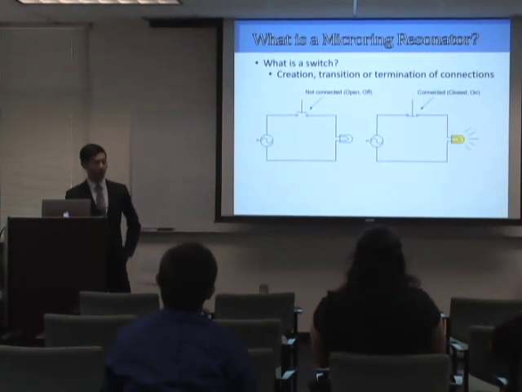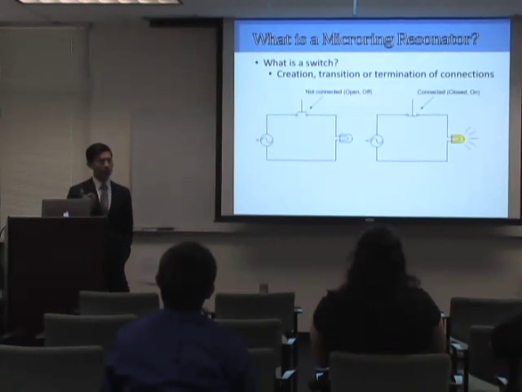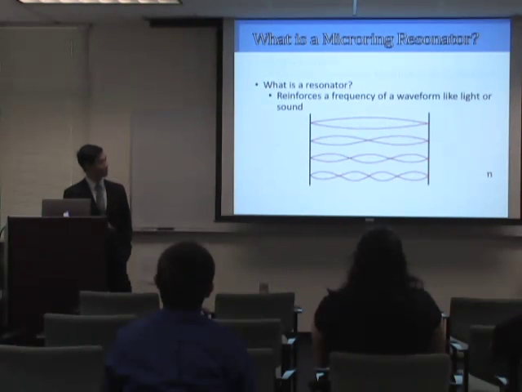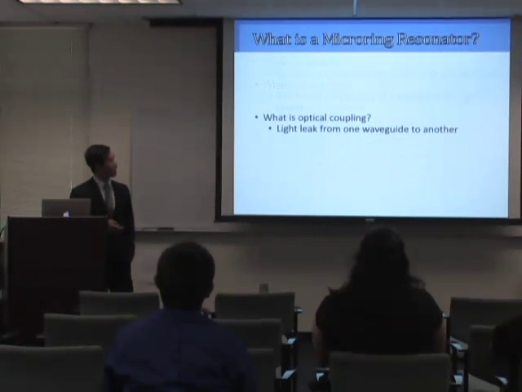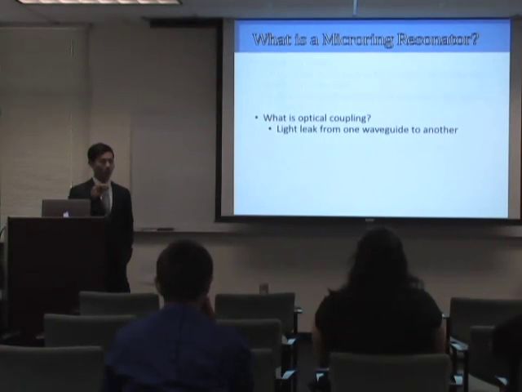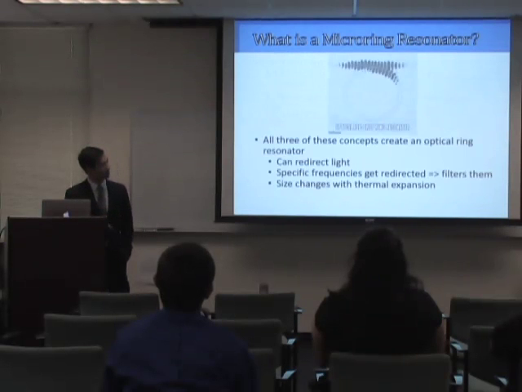Microring resonators operate under three concepts: switches, resonance, and optical coupling. A switch allows the creation and transition or termination of connections. I'll be working this summer on the transition of connections. A resonator reinforces the frequency of a waveform, such as light or sound. And optical coupling happens when you have two waveguides very close to each other, such that when light propagates through one, light will leak to the other waveguide. All three of these will create an optical ring resonator.